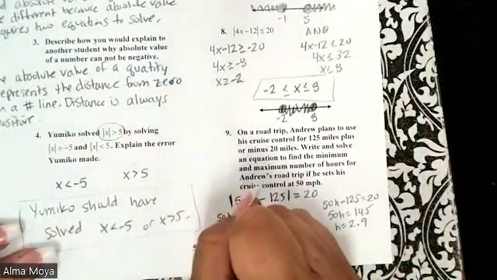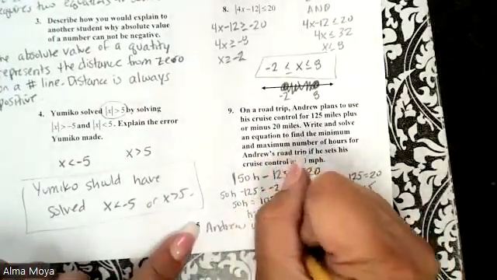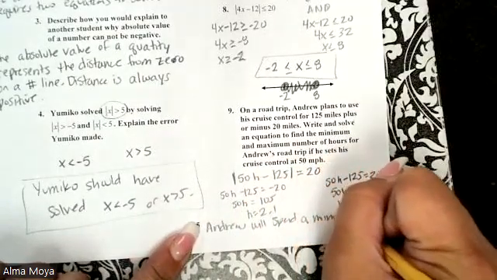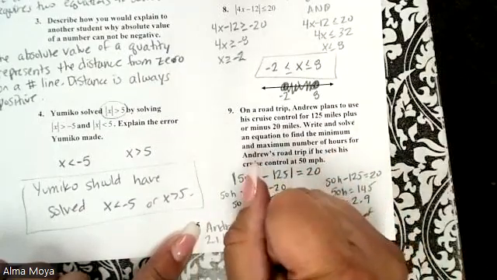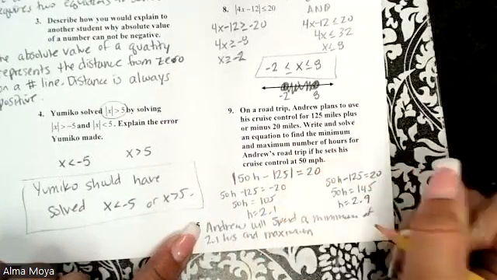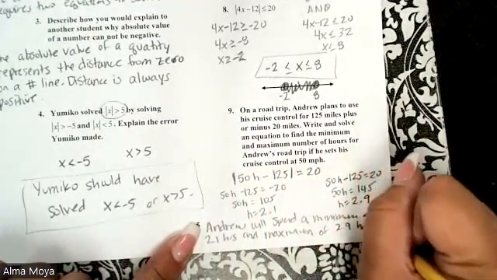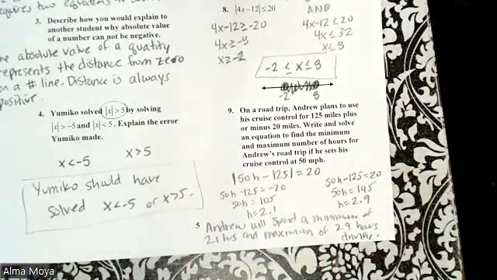So Andrew will spend a minimum of 2.1 hours and a maximum of 2.9 hours driving. And that concludes our notes.